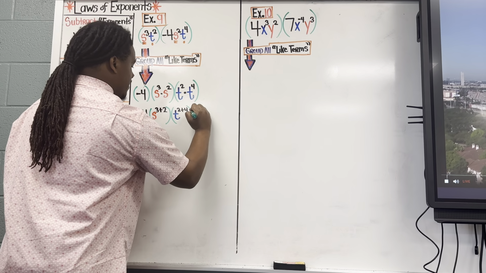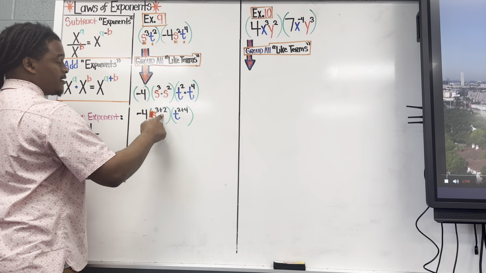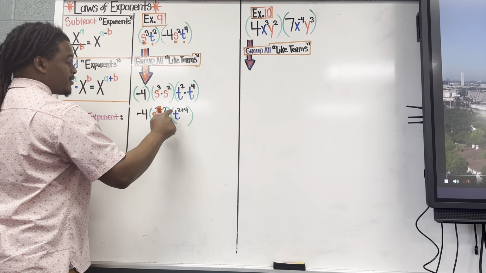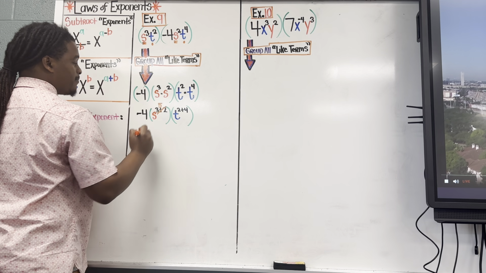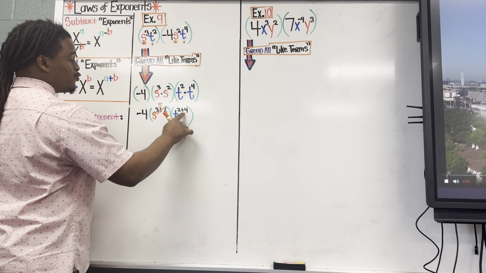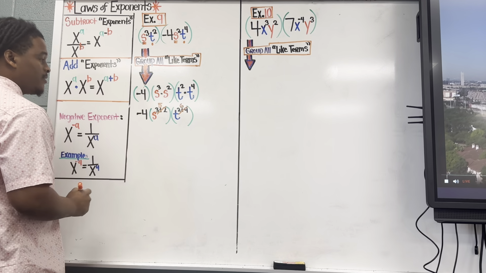So this is what we have. Now, remember, the exponents, we add them. So s to the 3 plus 2 power is actually s to the 5th power, and t to the 2 plus 4 power is actually t to the 6th power.